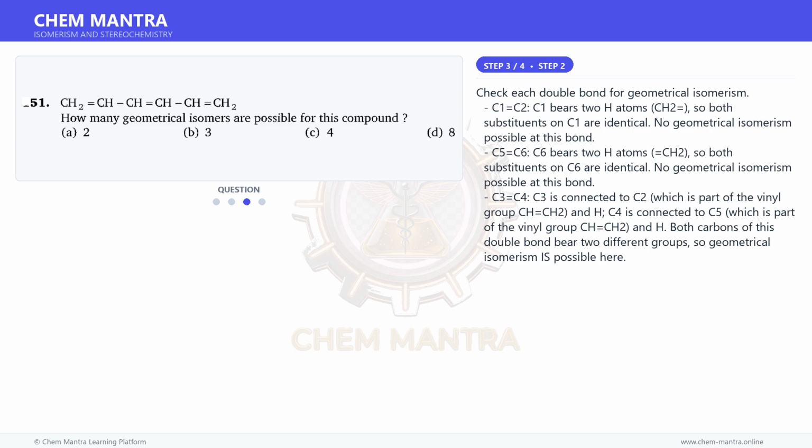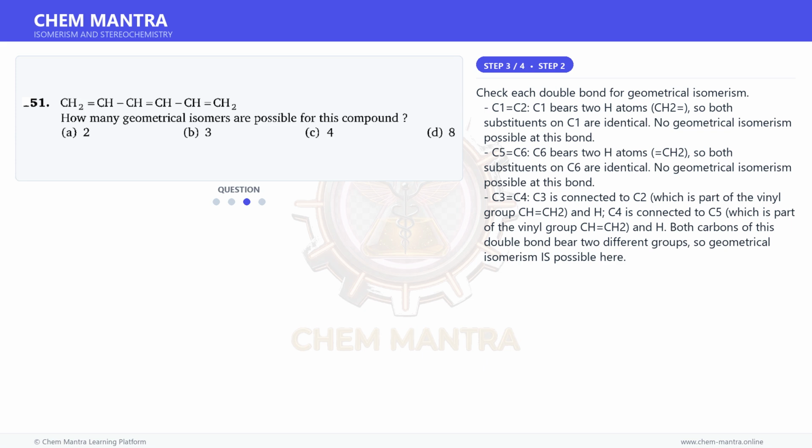Moving on to the next step. Check each double bond for geometrical isomerism. C1=C2: C1 bears two H atoms, CH2=, so both substituents on C1 are identical. No geometrical isomerism possible at this bond. C5=C6: C6 bears two H atoms, =CH2, so both substituents on C6 are identical. No geometrical isomerism possible at this bond.